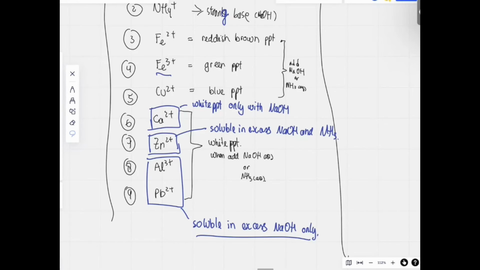We still have a problem with zinc, aluminum, and lead. We cannot tell them apart. Zinc we can tell. Zinc is soluble in excess sodium hydroxide and aqueous ammonia to give a colorless solution. These two are soluble in excess sodium hydroxide only, but insoluble in excess ammonia.